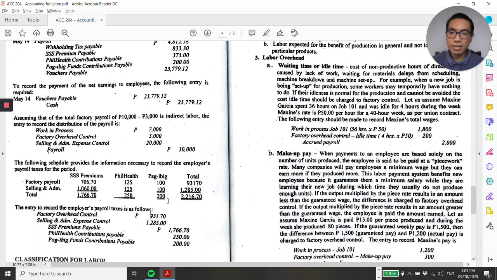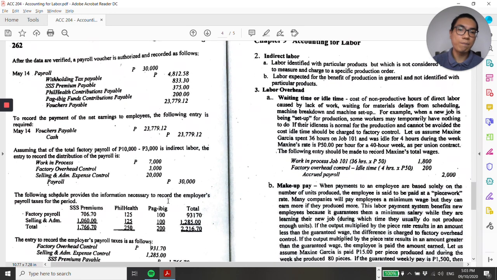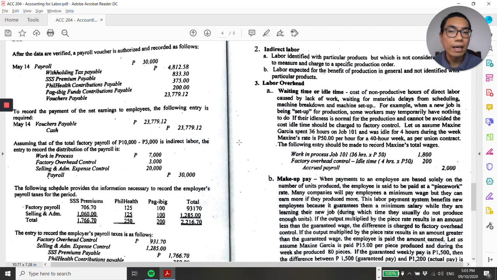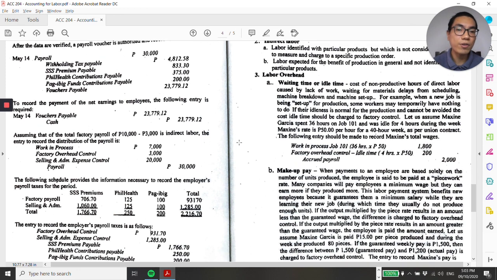Ayun, so much for the illustrative problem. So right now, I wanted to have a quick problem on the part ng labor overhead natin. Ayan. So nagkakaroon tayo ng labor overhead. Consider natin yung first scenario dito.